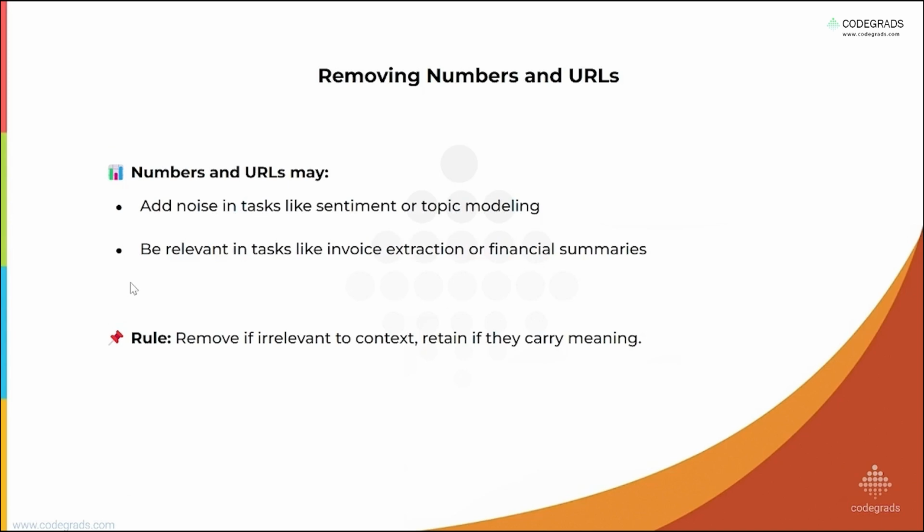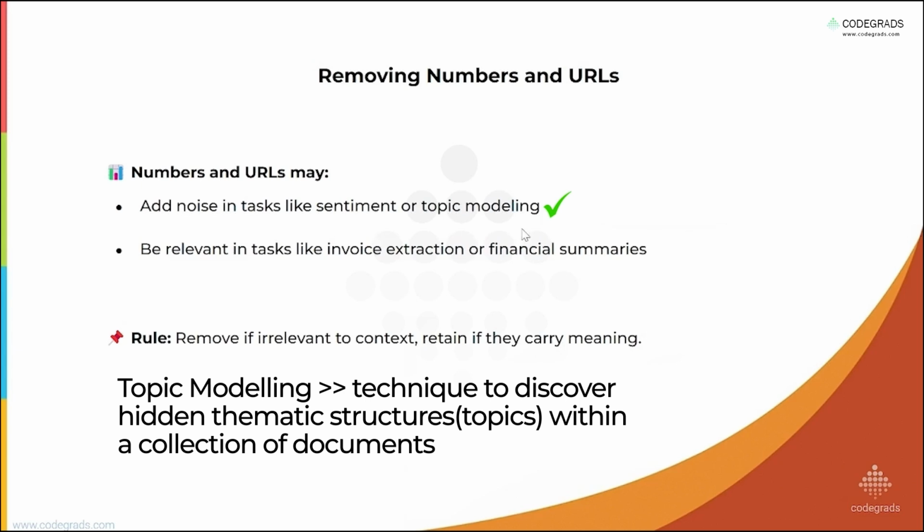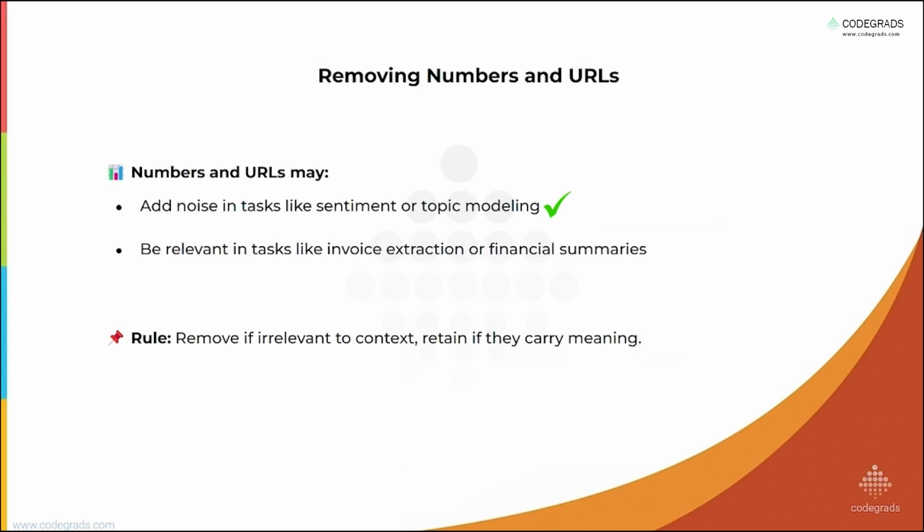Removing numbers and URLs. Numbers and URLs may add noise in tasks like sentiment or topic modeling. When we have to understand the sentiment of the text data, we do not need numbers. And in the case of topic modeling, we also don't need numbers. So in such tasks, we have to remove numbers.